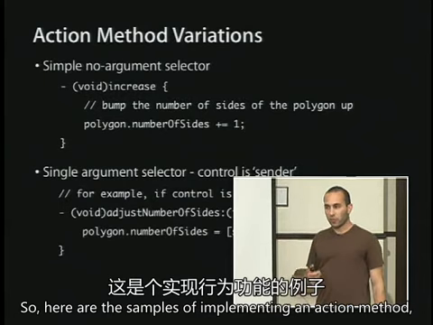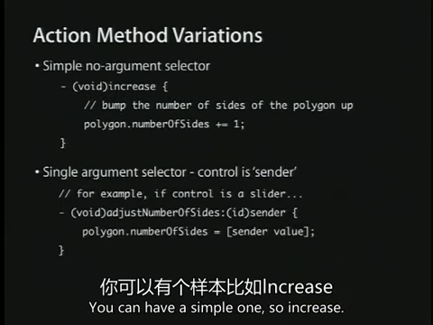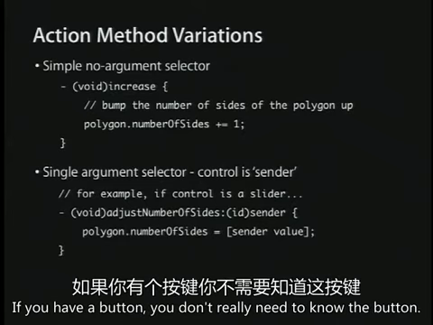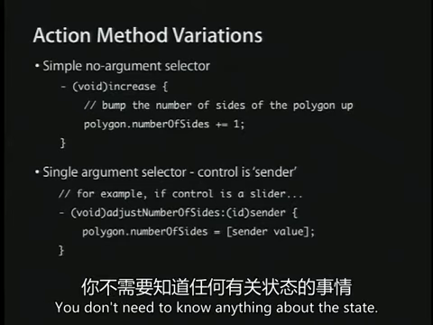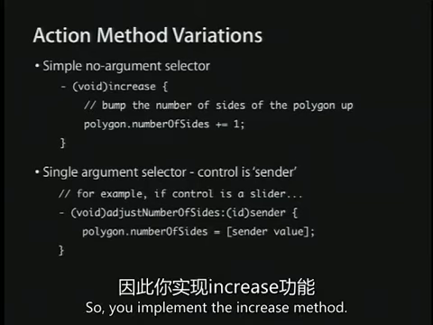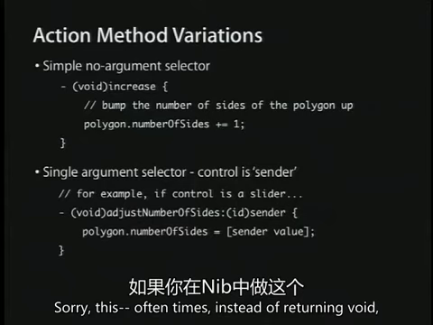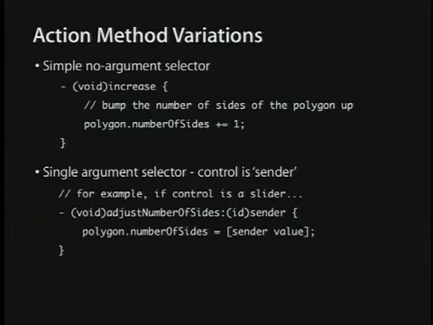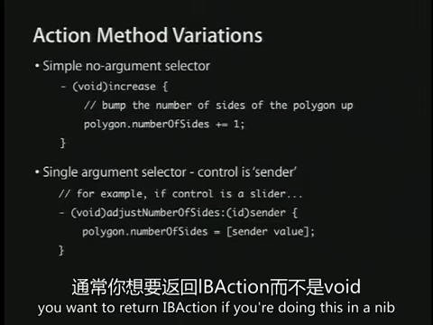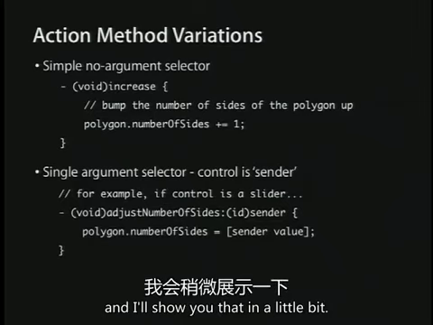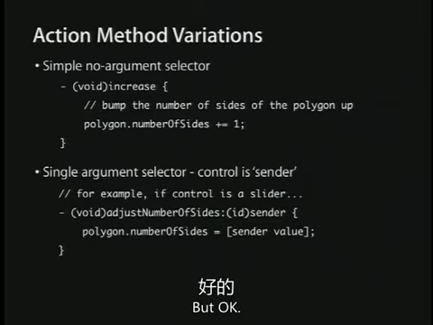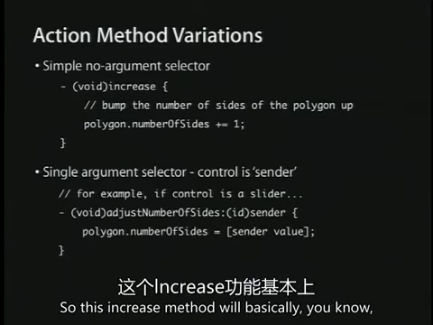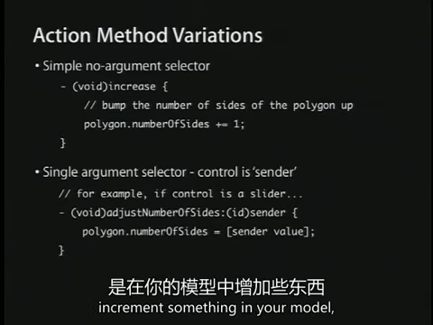So here are examples of implementing an action method. You can have a simple one, so increase. If you have a button, you don't really need to know anything about its state. You just know that it was pressed. So you implement the increase method. Oftentimes, instead of returning void, you'll want to return IBAction if you're doing this in a nib, and I'll show you that in a little bit. But OK, so this increase method will basically increment something in your model.